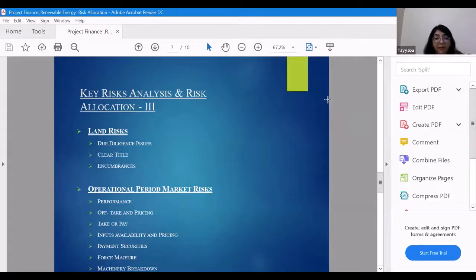Moving on to the third segment, which is the land. Naturally, the land on which you are putting up the project has to be clean. The title of the project has to be clean. If the land is encumbered, if there are other parties claiming the land piece, then naturally the project is in trouble. So lenders make sure that the title to the land is clean, that it is transferable to lenders, and that there are no previous charges or claimants of the land.